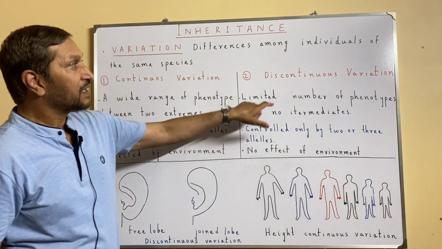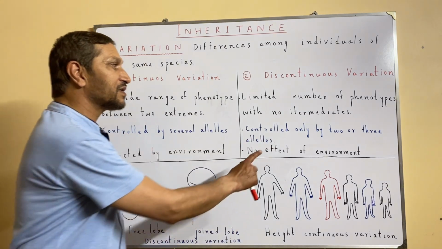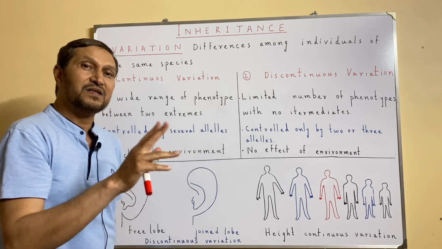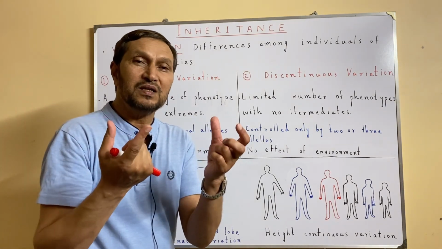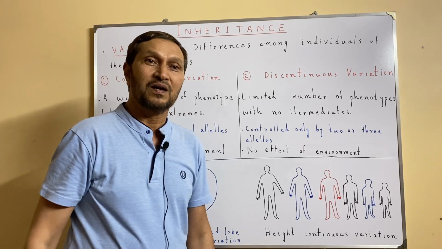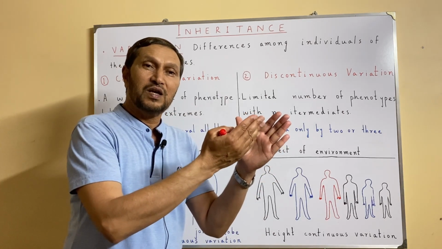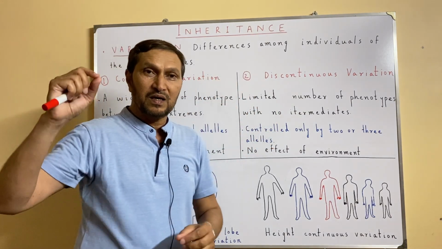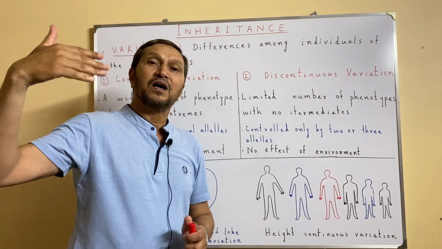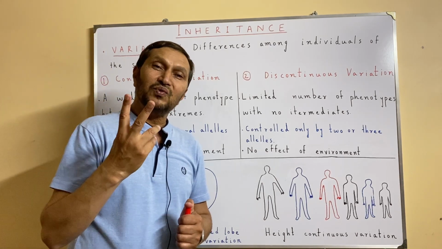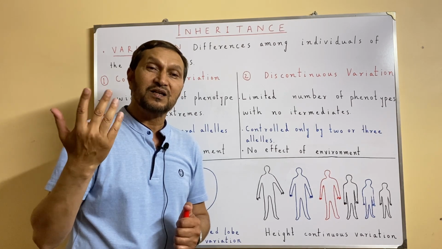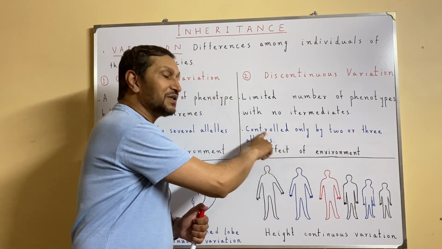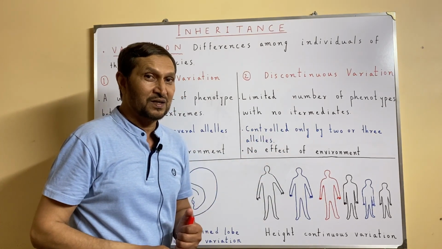On the other hand, discontinuous variation is controlled by only 2 alleles or 3 alleles of a gene. For example, there can be 2 or 3 alleles for blood group. One allele controls blood group A, the other allele controls and expresses blood group B. So there are 2 or 3 discrete classes for discontinuous variation. This is because only 2 or 3 alleles control discontinuous variation.